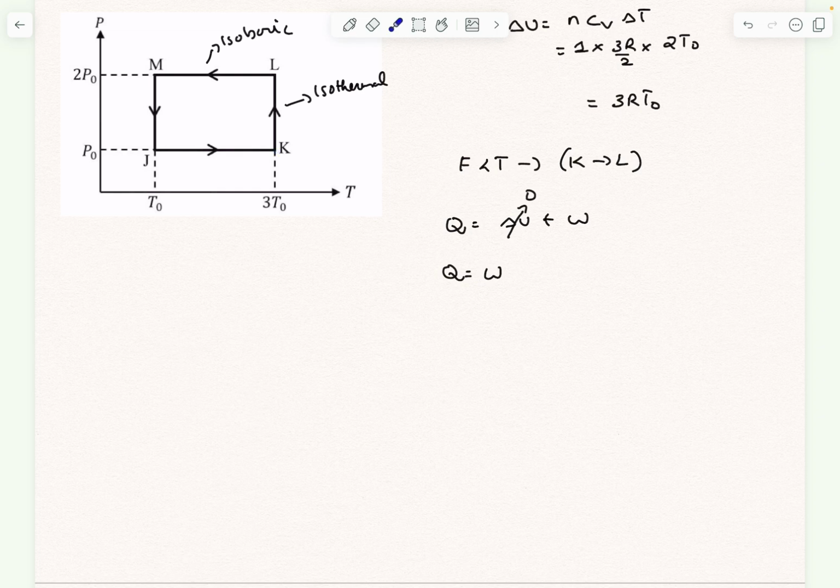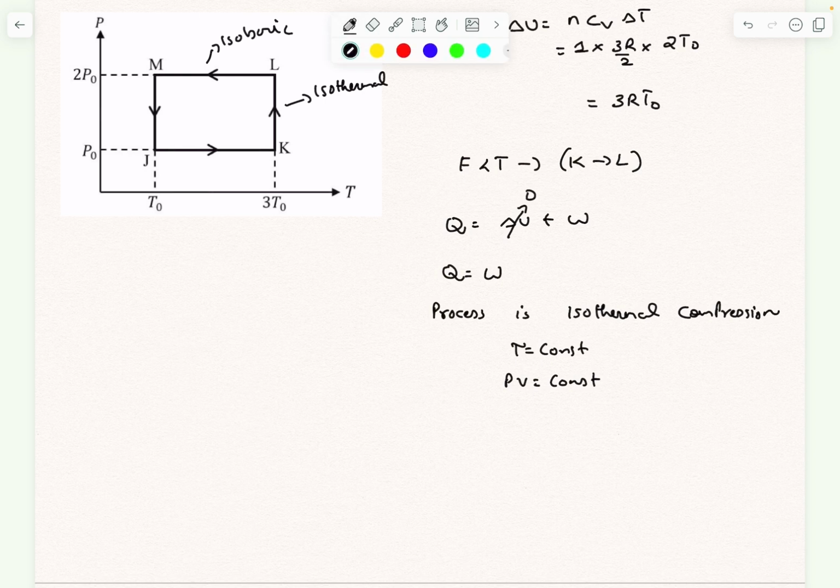And if you observe, temperature is remaining constant and pressure is increasing, right? Now the process is isothermal, so what that means is temperature is constant, or we can say P times V is a constant. So if the pressure is rising, then the volume must go down. So this process is actually an isothermal compression process. As it is a compression process, the work done by gas will turn out to be negative, right? So the heat is actually released in this case.